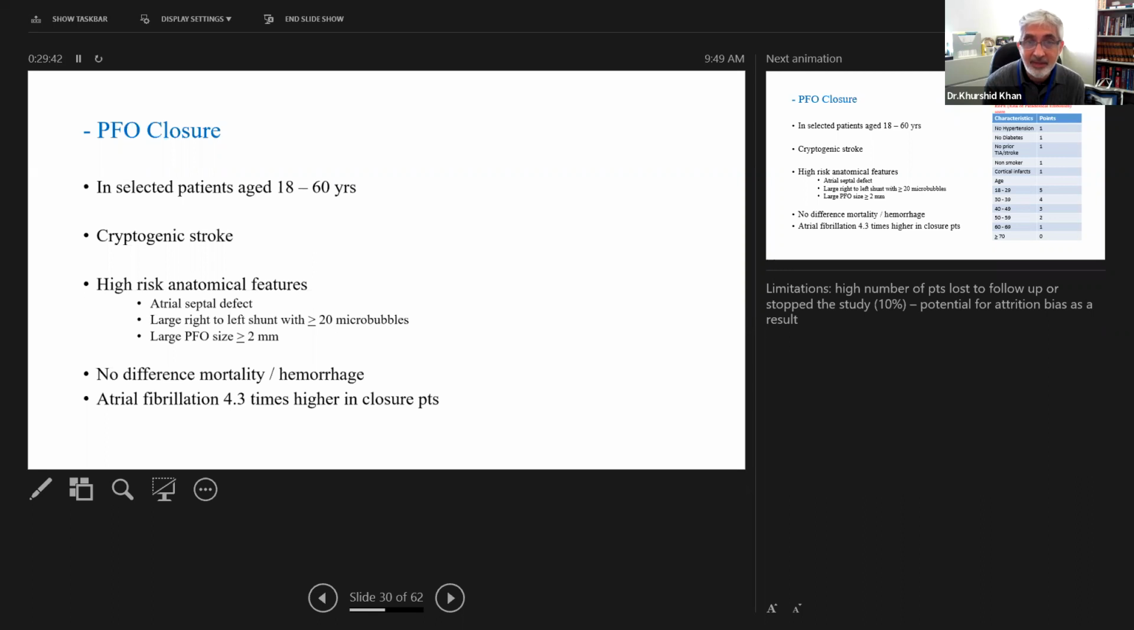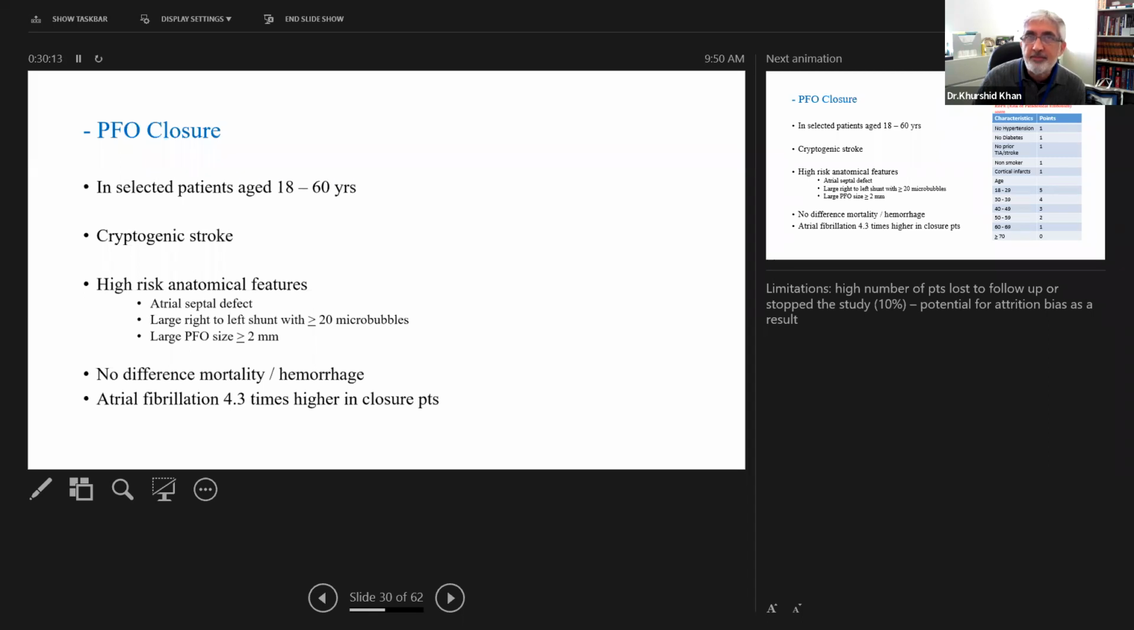There is atrial septal defect. There is large right to left shunt, and this will be determined by number of microemboli that we see, microbubbles that we see, and the size of the PFO, which is felt to be larger than 2 millimeters. Then closure may be considered if you have someone who is well experienced in performing percutaneous closure of the PFO.